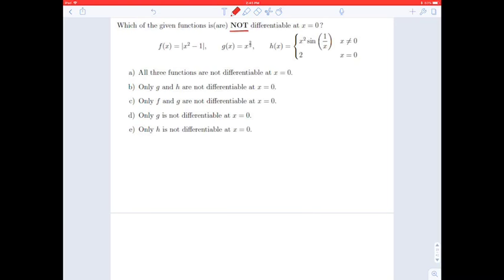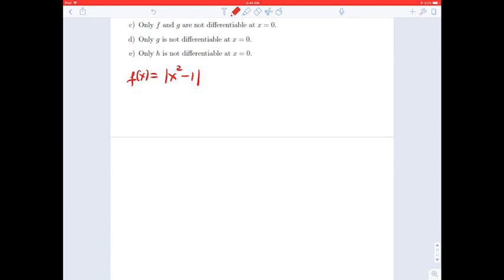What we can do, let's start with the function f of x. f of x is defined as the absolute value of x squared minus 1. Let's try to do this question graphically. First, I have to get the function x squared minus 1, which is just a parabola shifted 1 unit down.